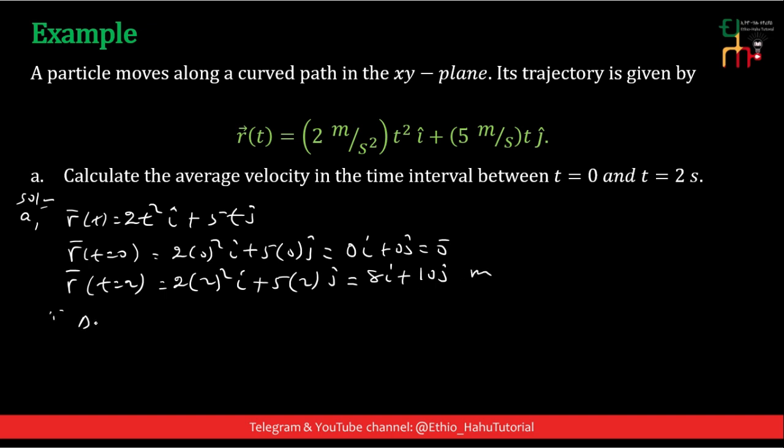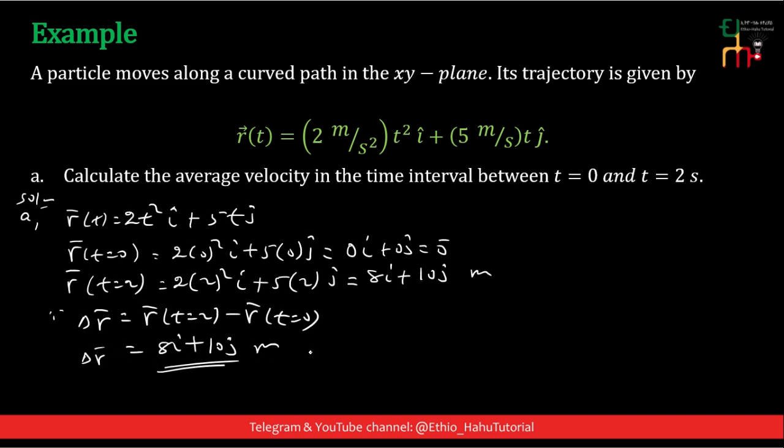Therefore, displacement delta r is equal to r at t is equal to 2 seconds minus r at t is equal to 0. This implies r at t is equal to 2 seconds is 8 i plus 10 j meter minus r at t is equal to 0, which is 0. This is equal to simply 8 i plus 10 j. This is the displacement made by the particle.